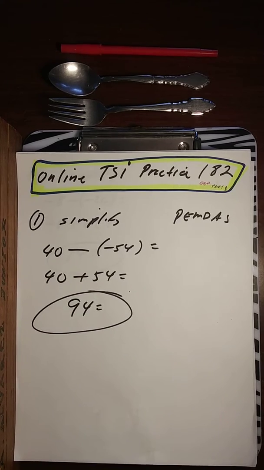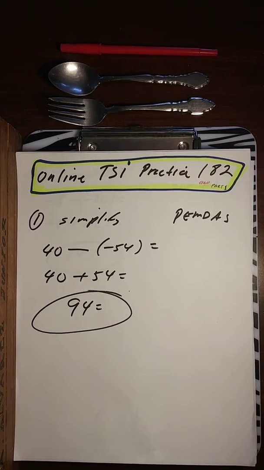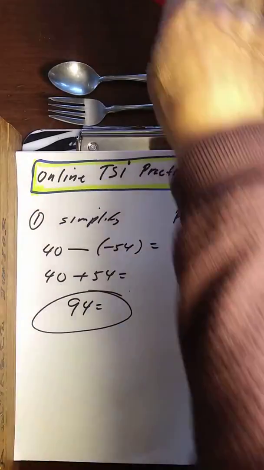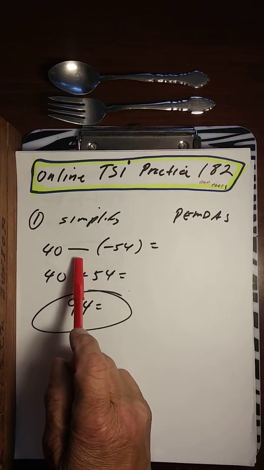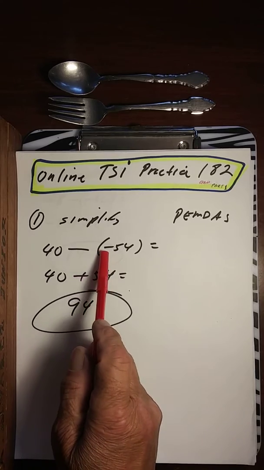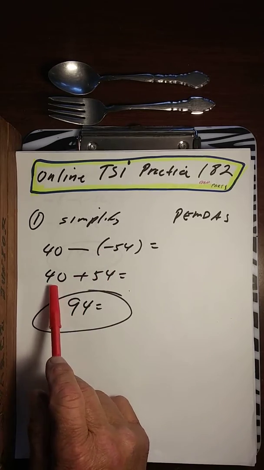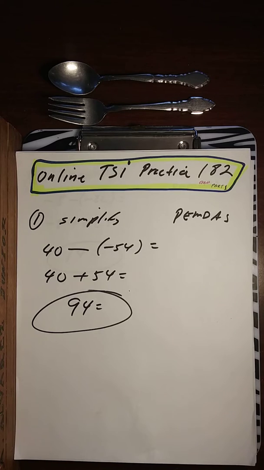All right, let's do the online TSI practice 182, part 1. Simplify the following. So, we have 40 minus negative 54. Negative of a negative is a positive, so 40 plus 54 is 94.